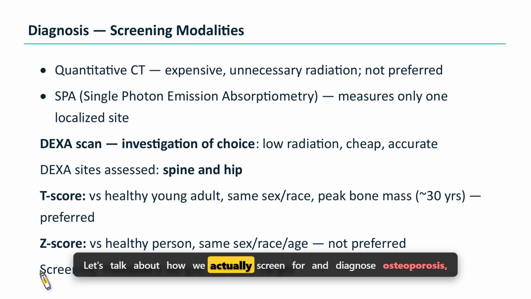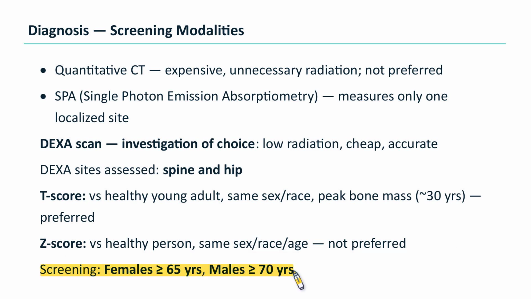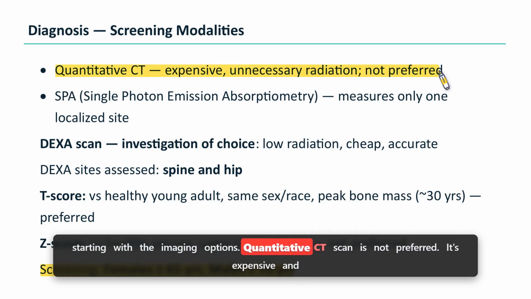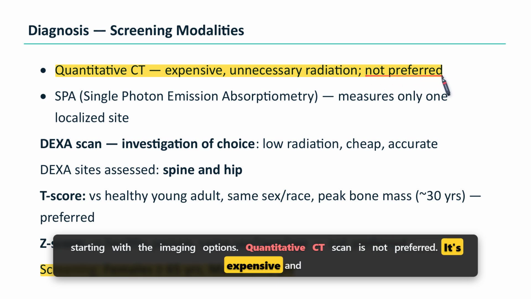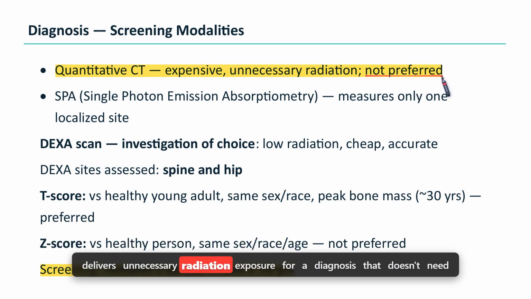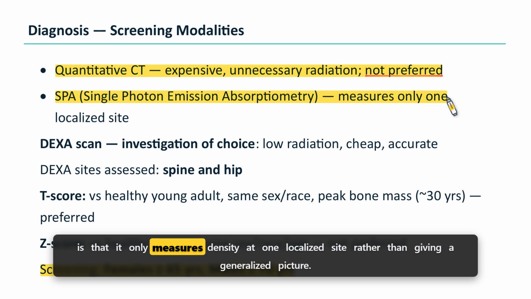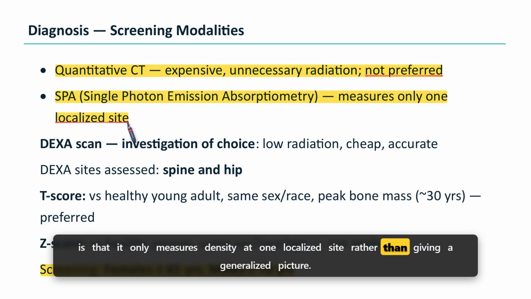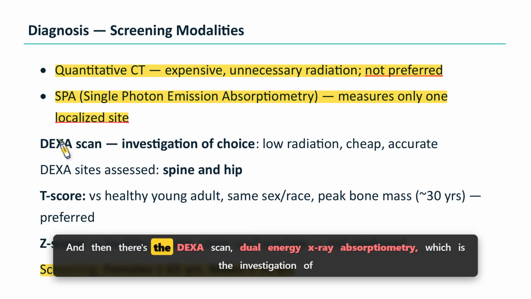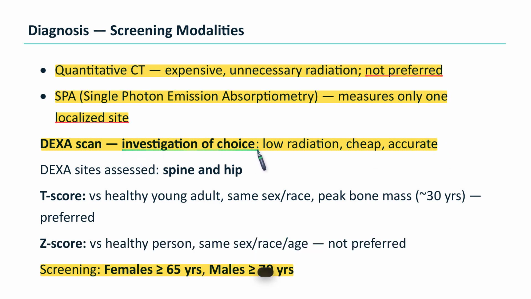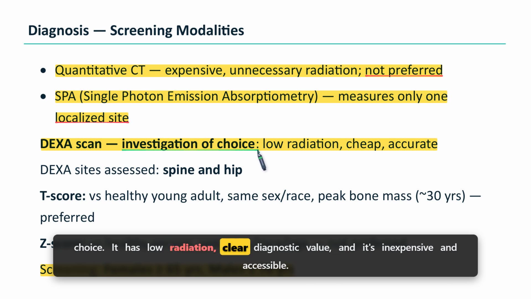Let's talk about how we actually screen for and diagnose osteoporosis, starting with the imaging options. Quantitative CT scan is not preferred. It's expensive and delivers unnecessary radiation exposure for a diagnosis that doesn't need it. Single photon absorptiometry, or SPA, is reasonably good, but its major limitation is that it only measures density at one localized site rather than giving a generalized picture. And then there's the DEXA scan, dual energy X-ray absorptiometry, which is the investigation of choice. It has low radiation, clear diagnostic value, and it's inexpensive and accessible.